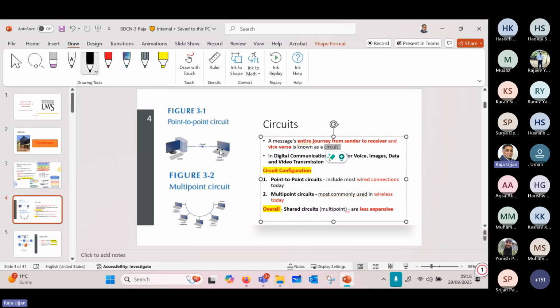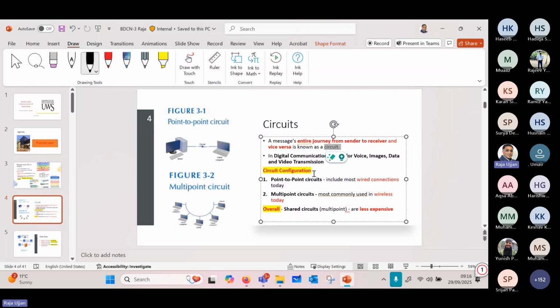In networking, in BDCN, business data communication, there are only a few things happening, like audio, video, multimedia, that's it. So audio, video, whatever you are going to transmit goes through a circuit. We know this is the entire journey of the circuit, a physical circuit.